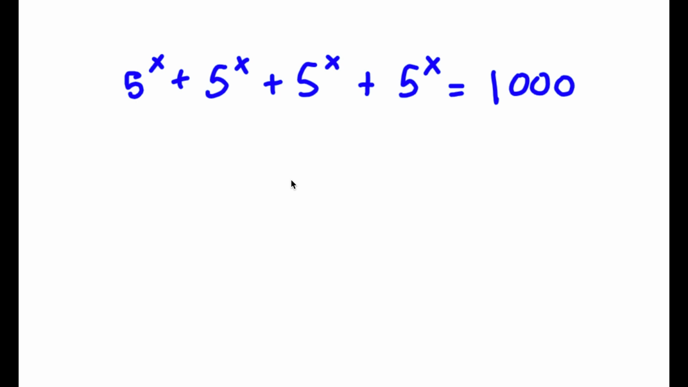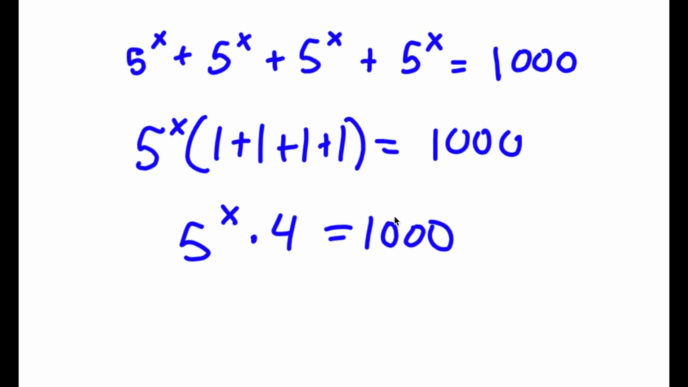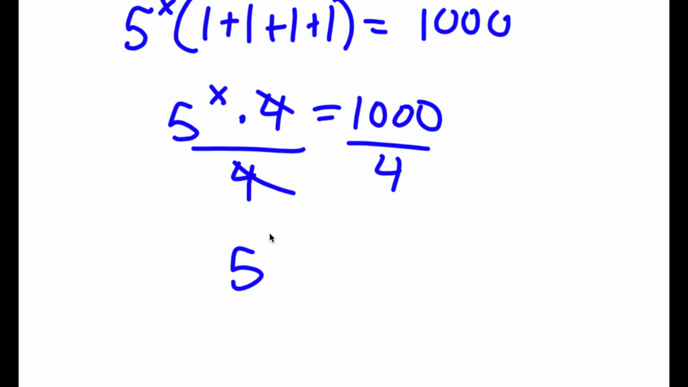Alright, so in this problem, I have 5 to the power of x plus 5 to the power of x plus 5 to the power of x plus 5 to the power of x is equal to 1000. So to solve this, I'm going to first start by factoring out 5 to the power of x. So now I have 5 to the power of x times 1 plus 1 plus 1 plus 1 is equal to 1000. Now 1 plus 1 plus 1 plus 1 is 4. So I have 5 to the power of x times 4 is equal to 1000. And now if I divide both sides by 4, these two cancel out, and I get 5 to the power of x is equal to 250.